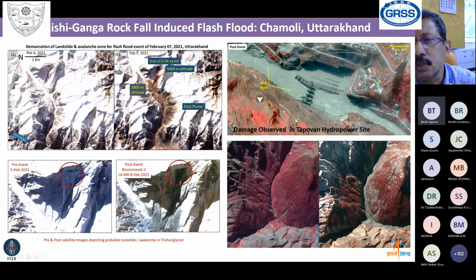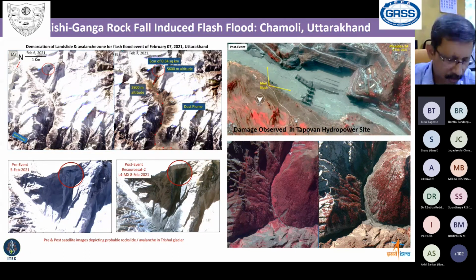So this is the Tapovan hydropower site which was damaged, and in this place more than 250 people died because of this flash flood. You can see the height of the water or the slurry which was created as a result of this event. This is the pre-damaged vegetation, and this is the post-damaged vegetation, and these are the individual trees which you are seeing. So the entire wave was something like this high, around a 40 to 50 storied high wave.